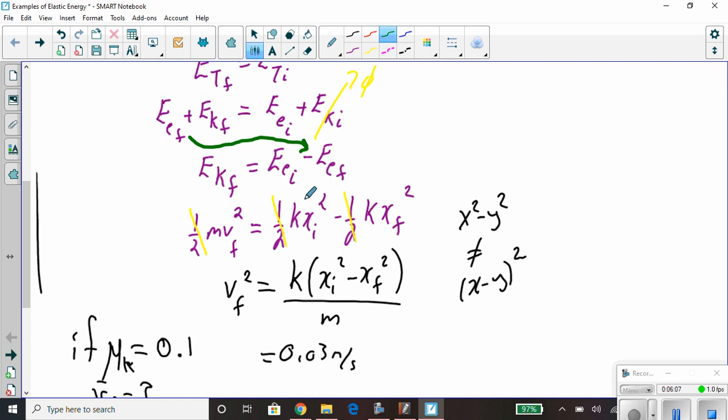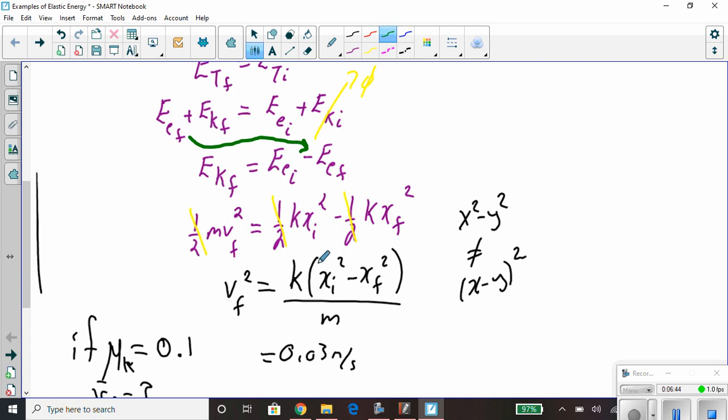So let's write out what these are. Kinetic energy final, half mass times final speed squared, is equal to elastic potential energy initial, which is half times the spring constant times the initial position squared, minus elastic potential energy final, which is half times the spring constant times the final position squared. All right. And what we're going to do is we can cancel out the half which is in front of each term. That cancels out.